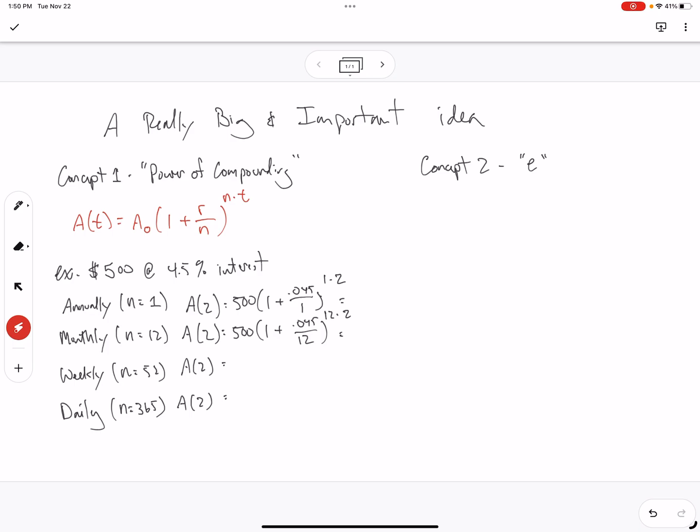So pause and get that number, and whatever number you get here should be a little bit bigger than this. Not much bigger, but a little bit more money. So I'll let you pause and get your answer.